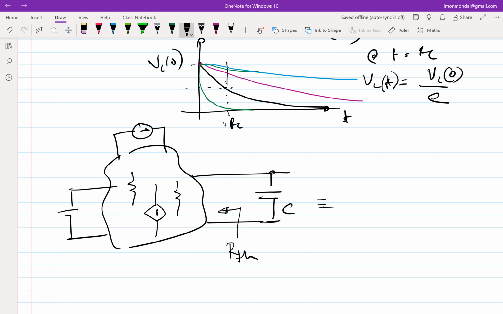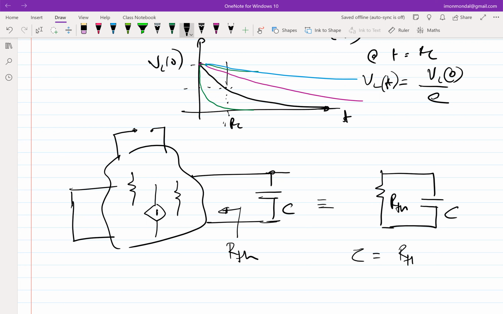I need to figure out the Thevenin equivalent, which means I need to short all the voltage sources and open all the current sources, and figure out the Thevenin impedance. If I do this, I should be able to reduce the network to an equivalent resistance RTH in parallel with the capacitor, which means I know what the time constant will be.